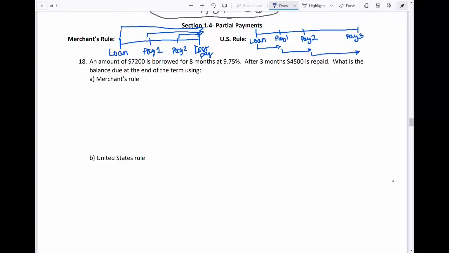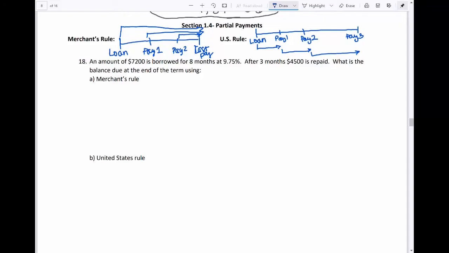So there are two main ways that this is going to happen. We're either going to make deposits where we add those partial payments in, or what's more common is you're going to see it with loans. They end up being real similar numbers between merchant's rule and US rule, but they are different. So let's look at example 18 with this.